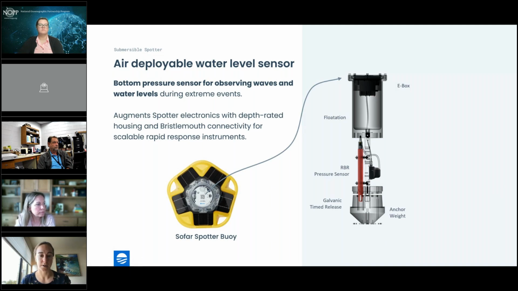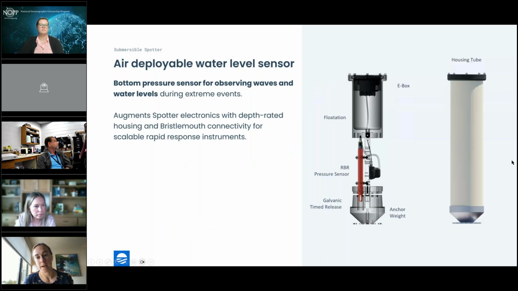And so in this case, it's an RBR pressure sensor, allowing us to get really high resolution and high precision estimates of pressure at that 20 meter. That then goes into just a clean housing. So see on the next slide. And then on to the next slide.